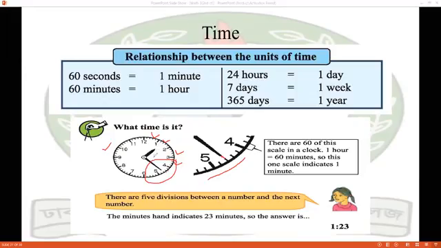And our hour hand remains near about 1, so it will be 1:23. So we can write there are 5 divisions between one number and the next number. So the minute hand indicates 23 minutes. So the answer will be 1:23. 1 means 1 p.m. or a.m., and 23 minutes. So in this way we find out the time of a clock.